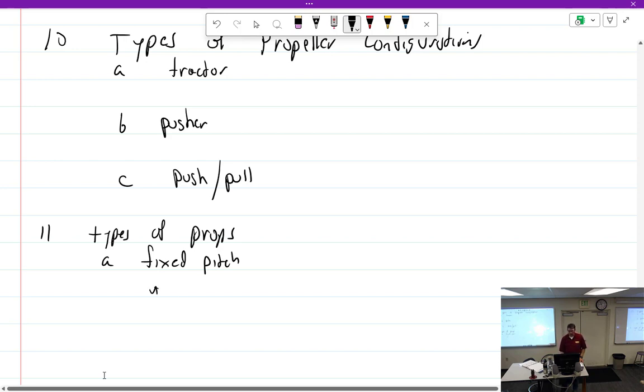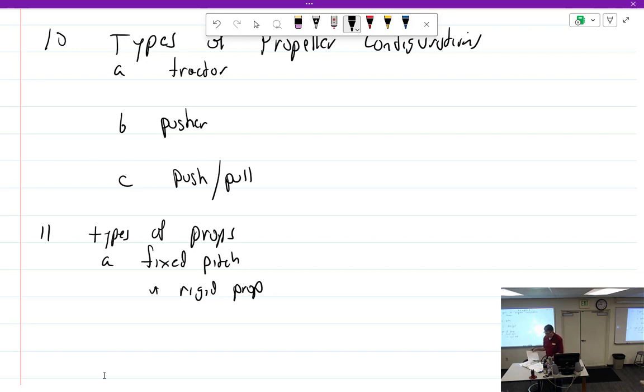That is a rigid prop. Rigid's a relative term. The blades are not adjustable, per se. So when you look at a type certificate data sheet for something, let's see.